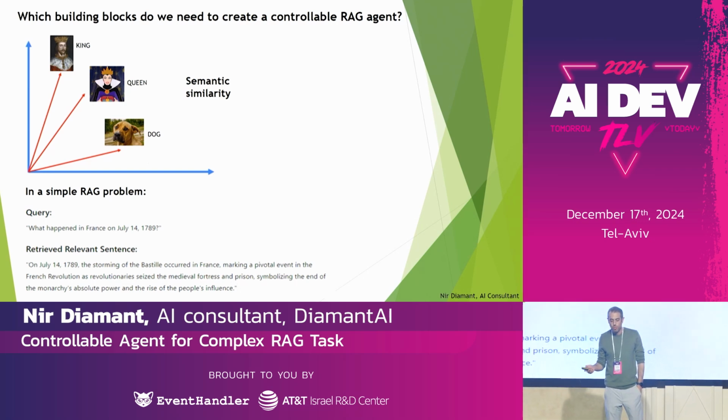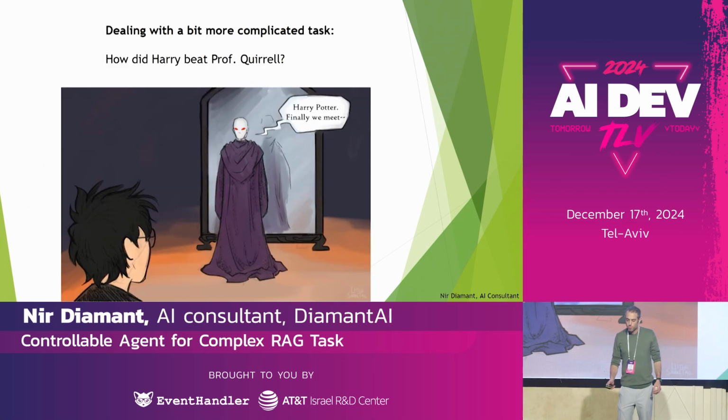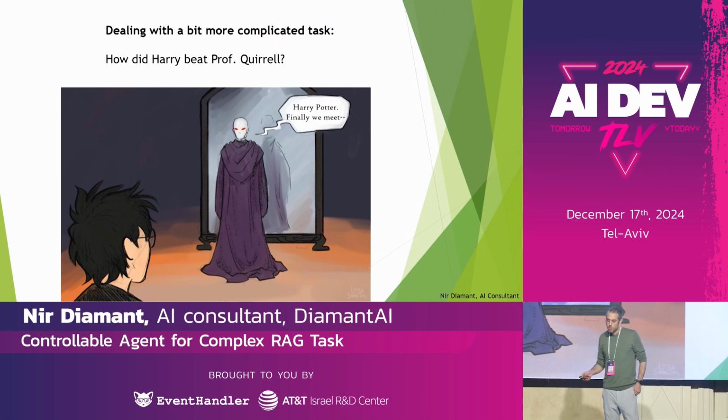In a simple RAG problem, for example, we have a book, a history book, something with historical events. So a query could be: what happened in France on July 14, 1789? And in this case, this history book contains a sentence saying on July 14, 1789, the storming, and so on. In this case, searching the vector store is going to be very easy because we actually have the same phrases, wording, and so on.